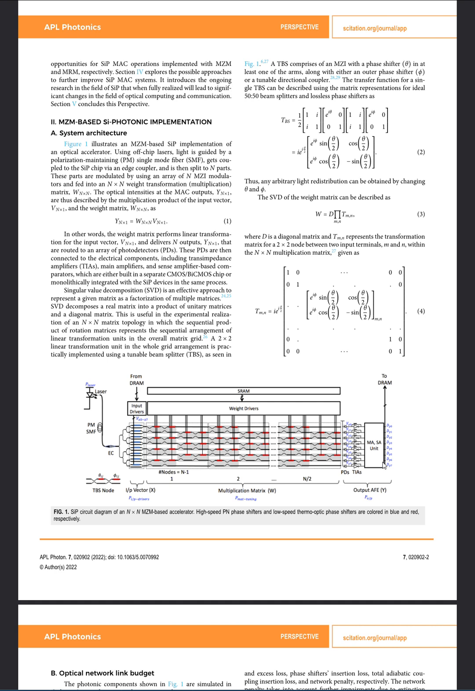And the sequential product of these rotation matrices represents the sequential arrangement of linear transformation units in the overall matrix grid. This is practically implemented using a tunable beam splitter, which is comprised of a Mach-Zehnder interferometer with a phase shifter in at least one arm. It also possesses either an outer phase shifter or a tunable directional coupler, and this setup allows any arbitrary light distribution to be obtained by changing either the inner phase shifter or the outer phase shifter or tunable directional coupler.